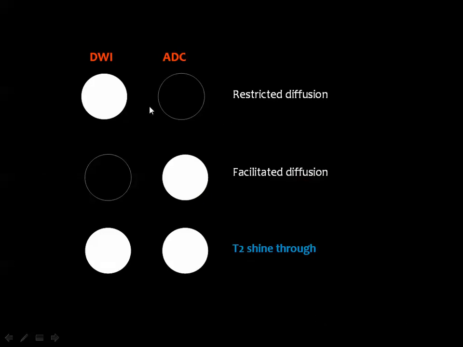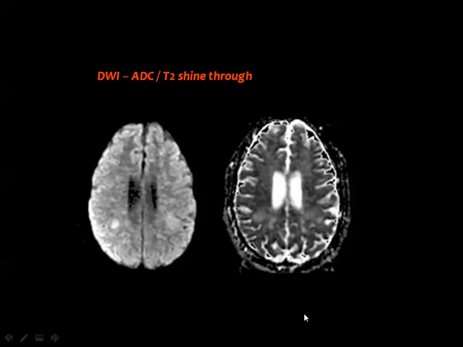So if you see a lesion which is bright in the diffusion weighted image and black in the ADC, this is restricted diffusion. The opposite, if you see a lesion which is black in the diffusion weighted image and bright in the ADC, this is diffusion free or facilitated diffusion. If the lesion is bright in both images, this is T2 shine through. And this is an example of T2 shine through. The lesion is bright in the diffusion weighted image and is also bright in the ADC map.